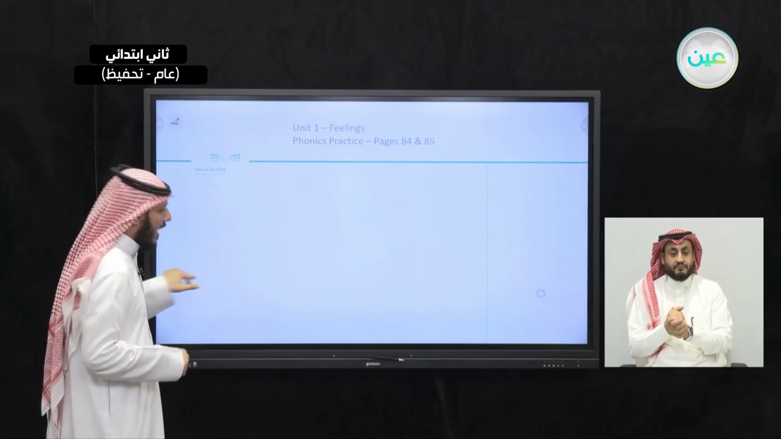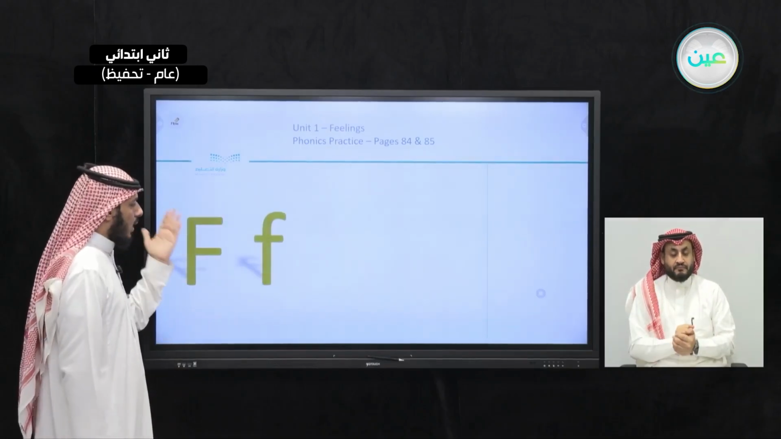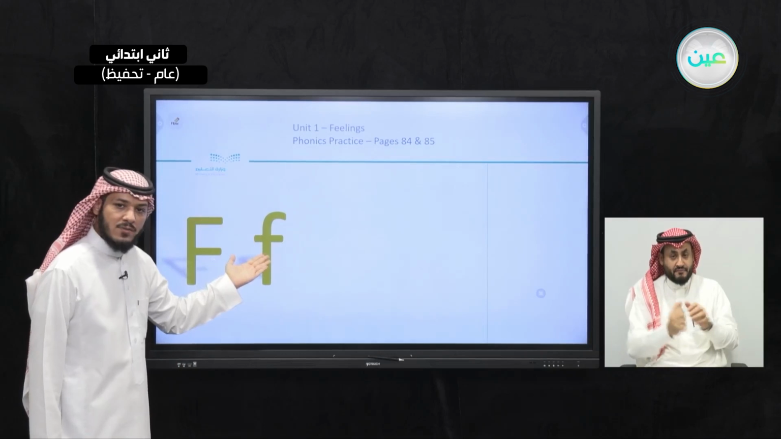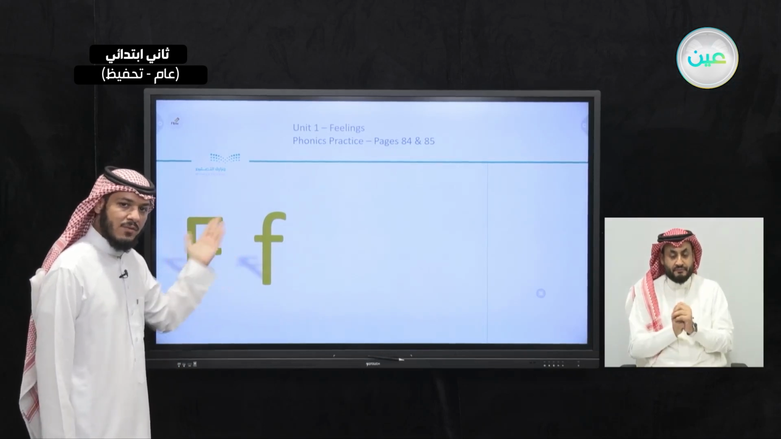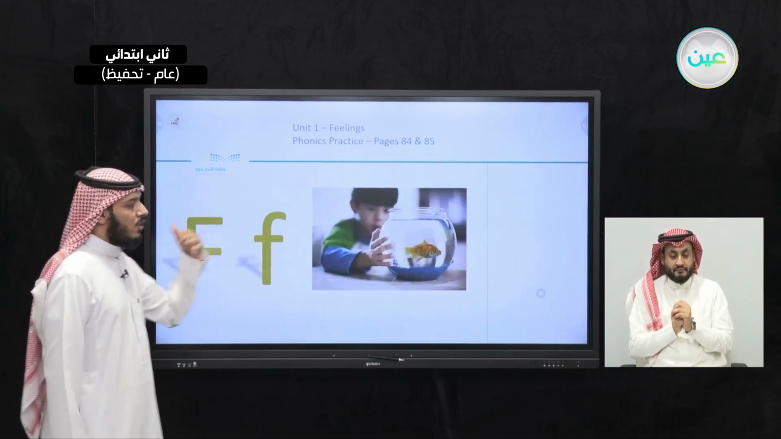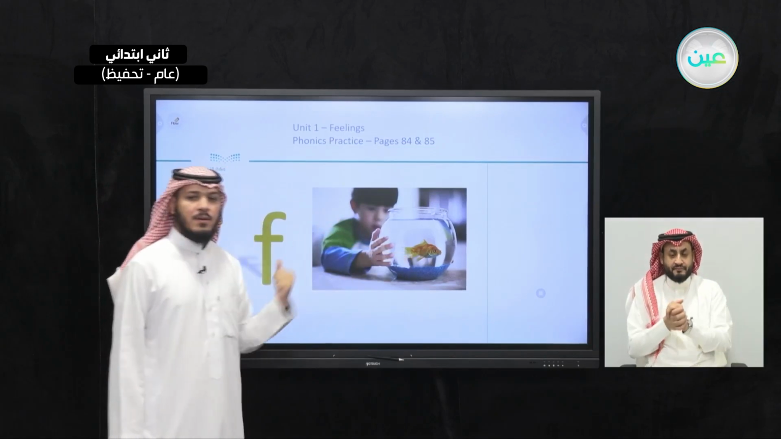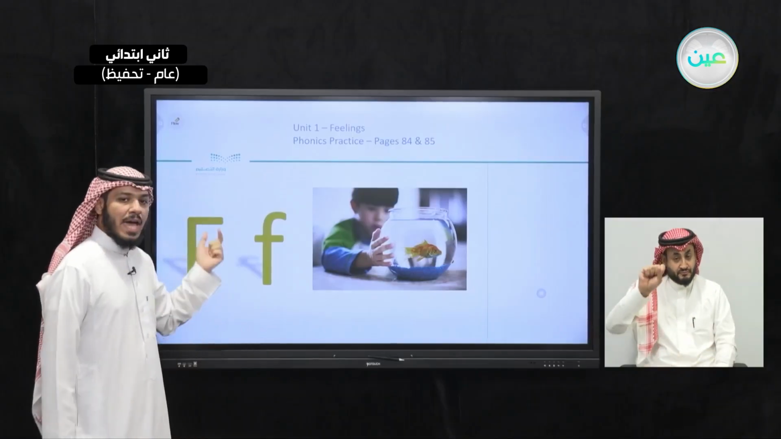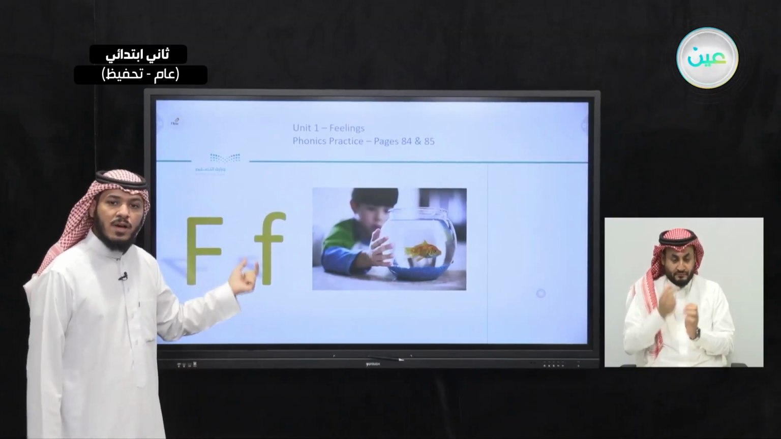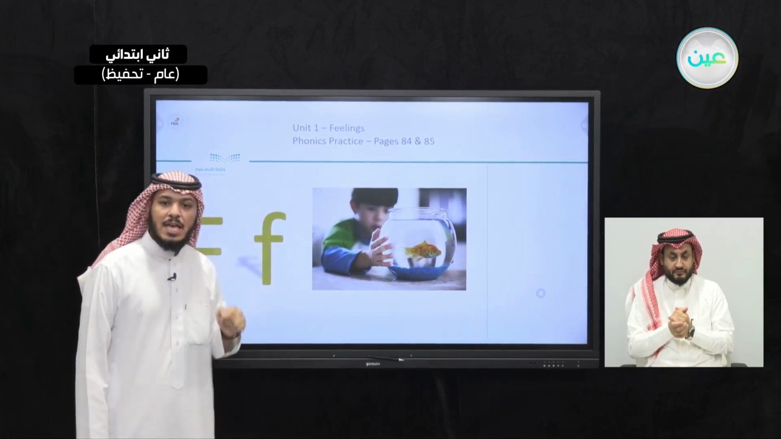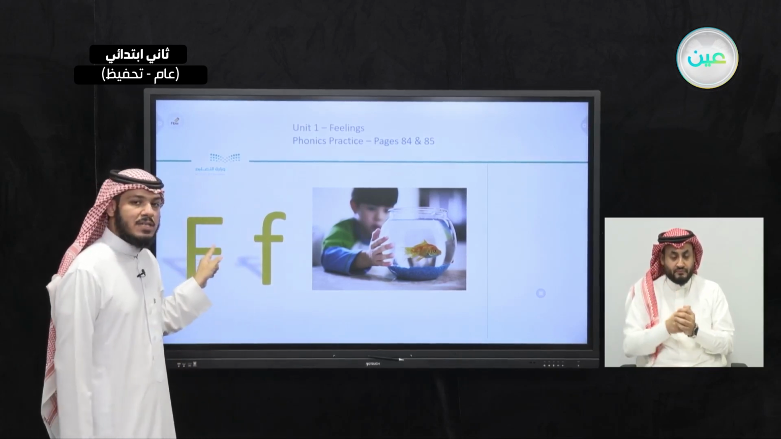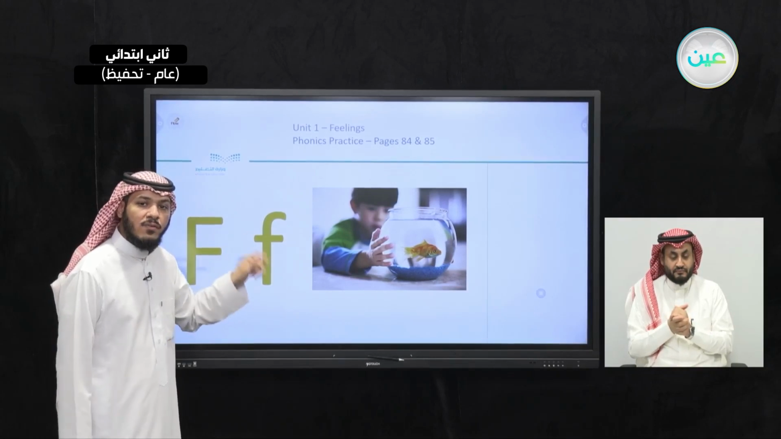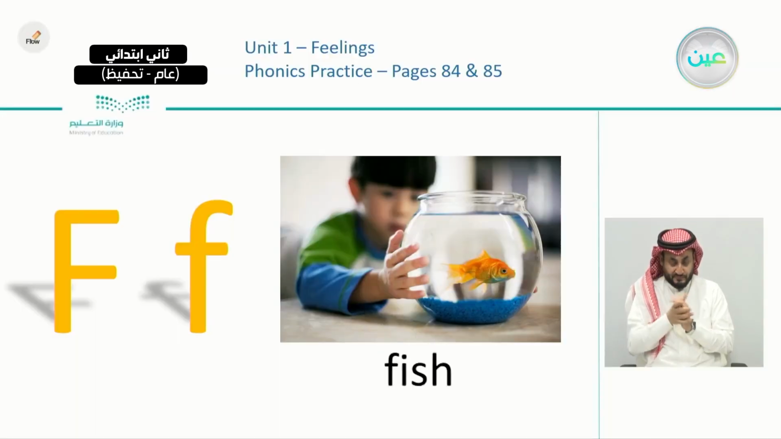What after E? We have F. Yes, that's right. So we have capital F and small f. Can you tell me what this is? Yes, the small one in the water. What is it? Let's say it together. F says fish. Yes, that's right. So again, F says fish. Perfect. So we have fish.